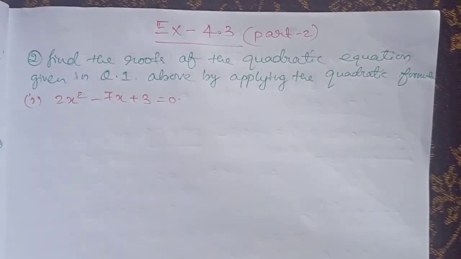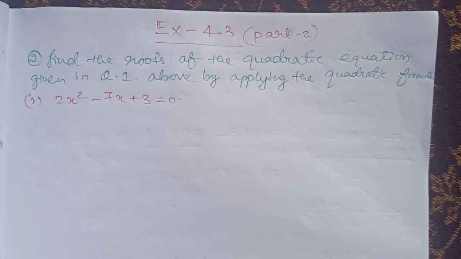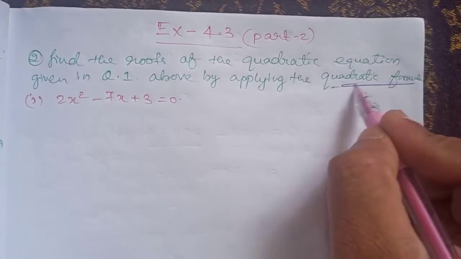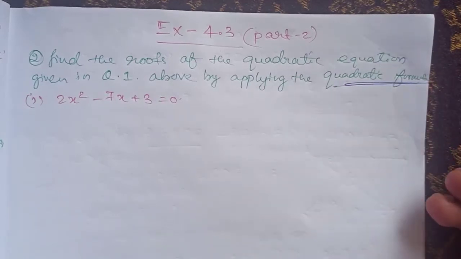Today I am going to start exercise 4.3 part 2. Before this I taught you part 1 from the exercise, in which I explained the method of completing the square by which we can factorize a quadratic equation. The second method I explained was Sridhar Acharya's formula, that is the quadratic formula. I had explained this formula in the previous video. You can click the I button to see those videos. So now I am going to start part 2 from the exercise. The rest of the questions we will solve.